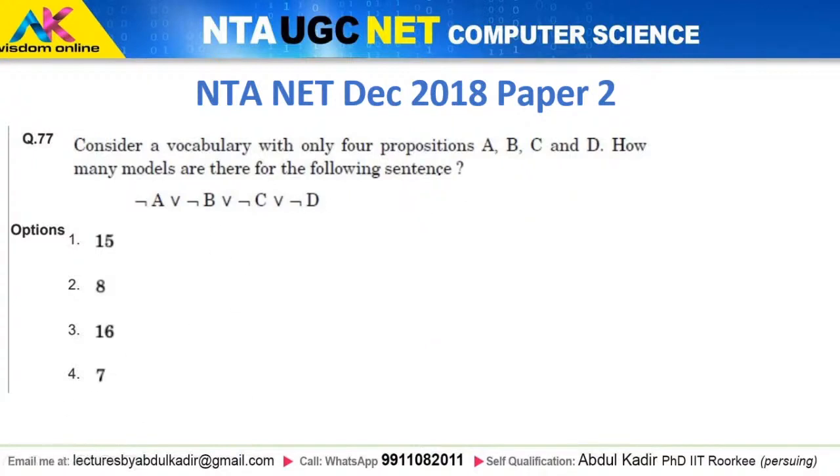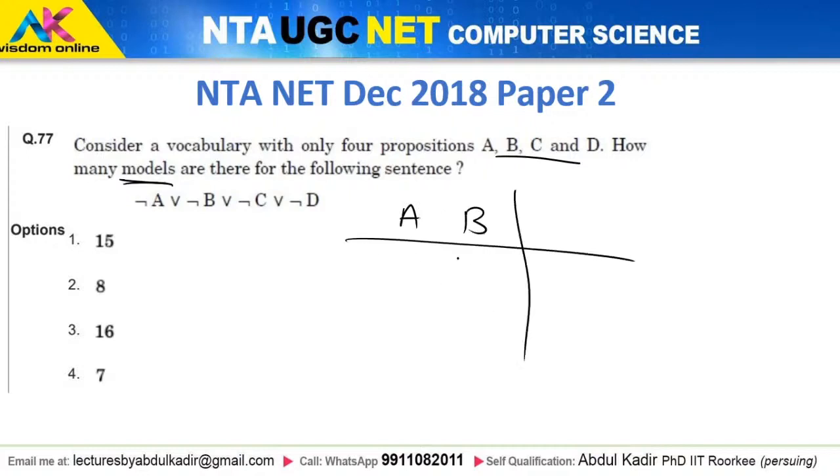Okay. Now let's see this question. In this question, if you see, we have four variables. Now let me first tell you what is the meaning of model. Let's assume you have only two variables. Let's take an easy case and assume you have two variables.